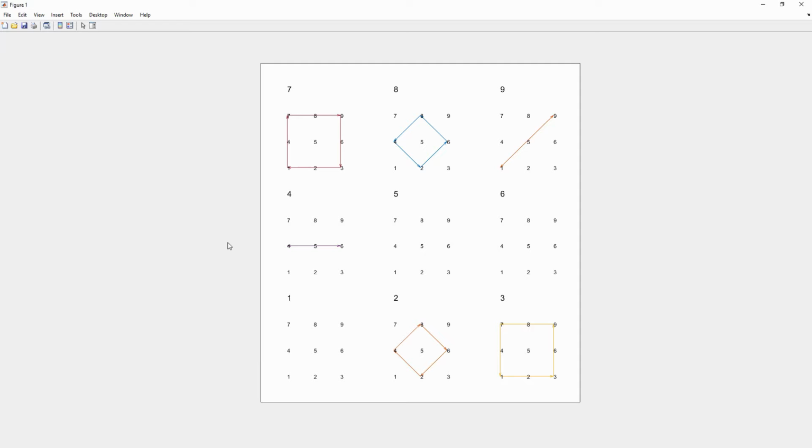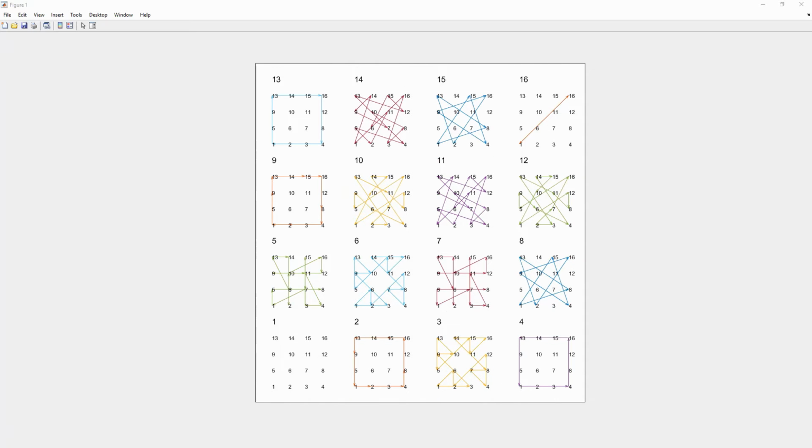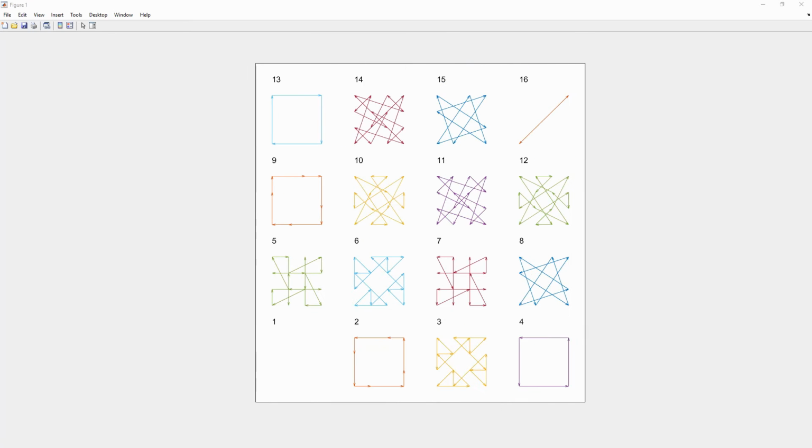Now the idea would be, what if I just increase the grid size? So instead of a 3 by 3 grid with a base 10, I increase it to a 4 by 4 grid with a base 17. So let's go ahead and do that. Okay, and let me remove the text. Okay, so we see that these patterns stay like that.